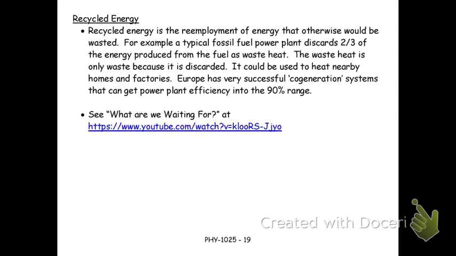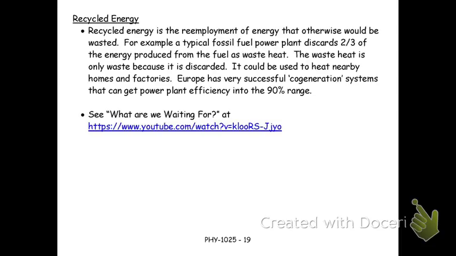So because of power, they give up efficiency, and they make it so that the heat is lost. What they did in Europe was they said, that's useful energy. That could heat homes. That could be used in agriculture. That could be used by people.